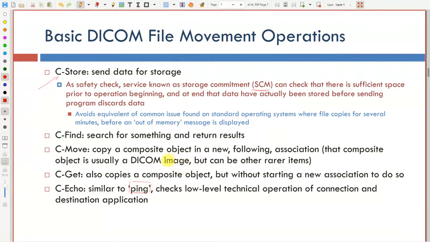Usually you can move a DICOM image, but sometimes you move other objects, though it's rare, because sometimes you have other information other than the DICOM images, but it's rare to use something other than DICOM right now. If you want to get a copy of a composite object, it's basically exactly the opposite. If you find something on the database and you want a copy of it, you use get.